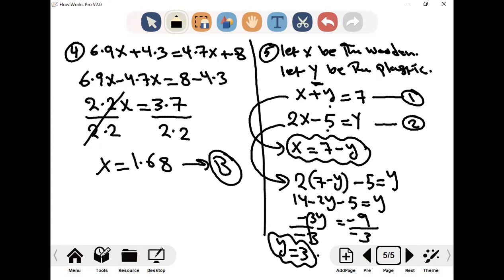Replace y by 3. X plus 3 equals 7. Shift the 3. 7 minus 3 will be 4. So x is 4. So she sold 4 wooden frames and 3 plastic frames. Do you understand? Are you sure?